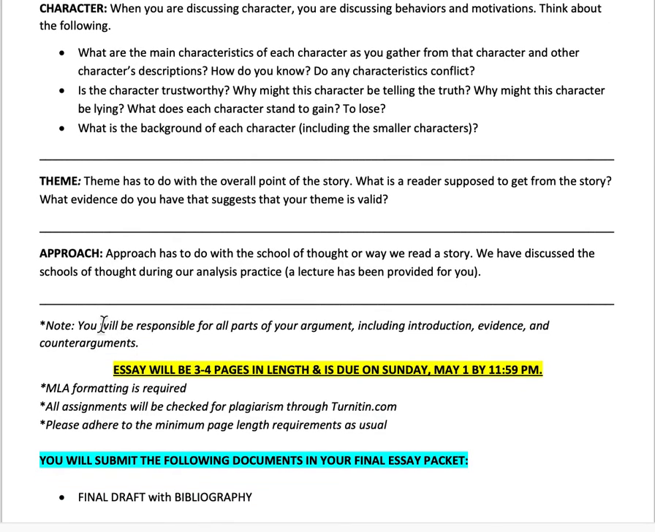This should have all of the usual parts of an argument. It should have an introduction with a thesis claim, main ideas with evidence, and a conclusion. It should also have those counterarguments and the refutations as well.